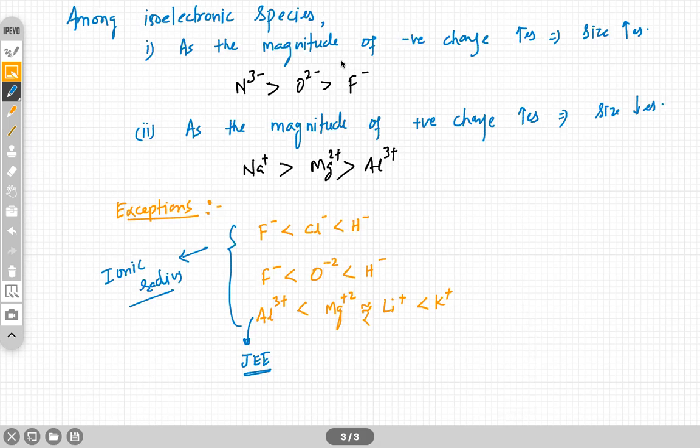This is an exception. When you add an electron to hydrogen, the decrease in Z effective is exceptional, and that's why we have an exceptional trend. It is based on the actual ionic radius values. So you have to memorize this. Hydrogen is the smallest element we have, but H minus is bigger than Cl minus. That is because of the exceptional decrease in Z effective.